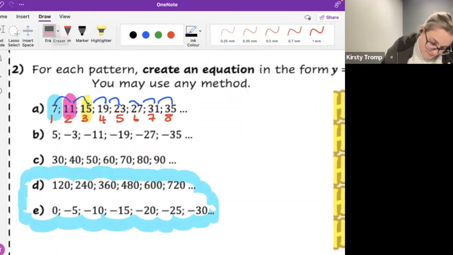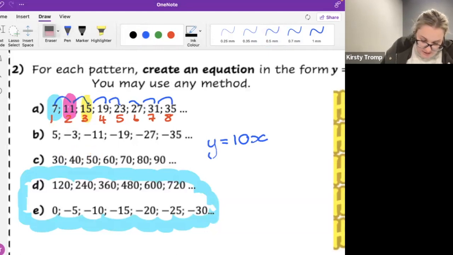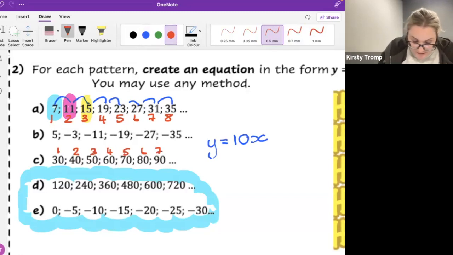So 2C. What am I adding each time? 10. 10, good. So I'm going to say y is equal to 10x. Do you agree? Yes, ma'am. Now this is term 1, term 2, term 3, term 4, term 5, term 6, term 7. Happy? Yes, ma'am. So 10 times 1. What's 10 times 1? It's 10.